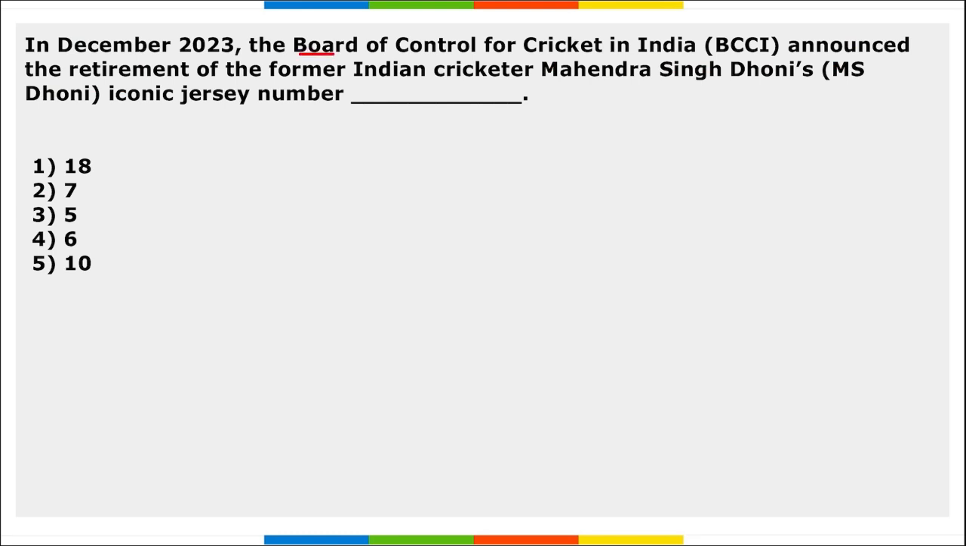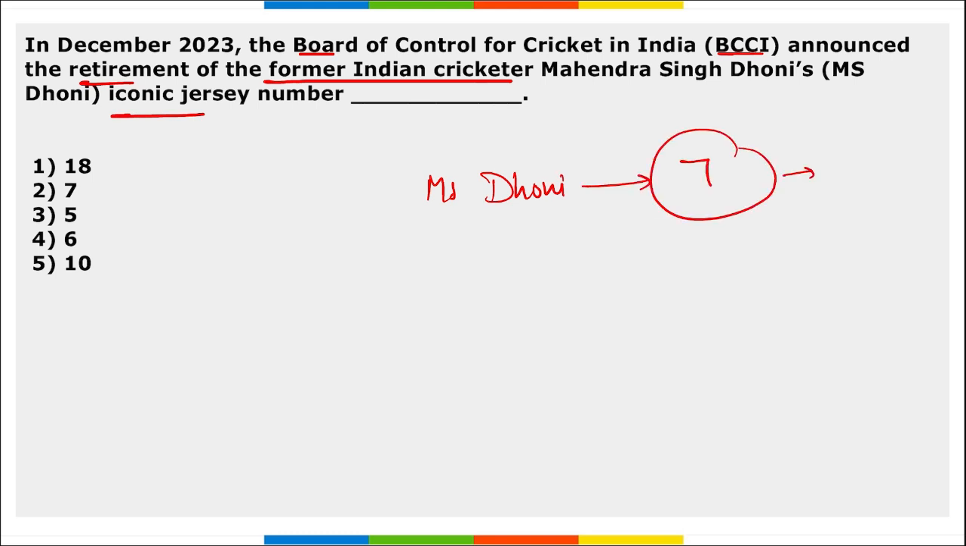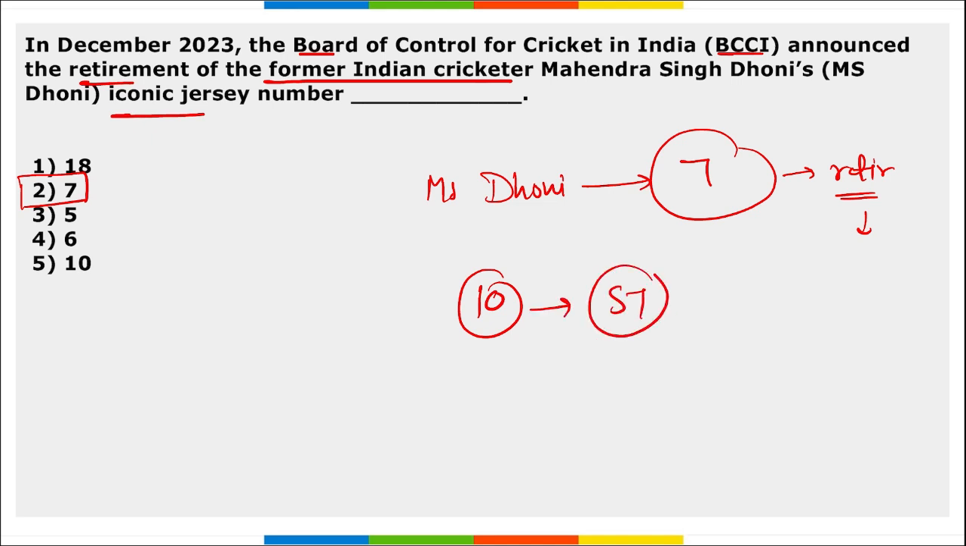Next, BCCI has announced the retirement of the former Indian cricketer MS Dhoni's iconic jersey number dash. MS Dhoni's iconic jersey number is 7, and this jersey number has been retired. What does this retired means? That this jersey number cannot be given to any other Indian player. So this is jersey number 7. Before this, jersey number 10, this is of Sachin Tendulkar, was also retired, right?